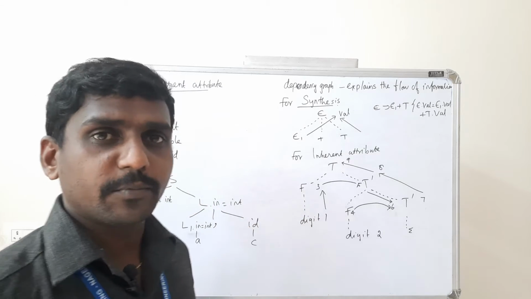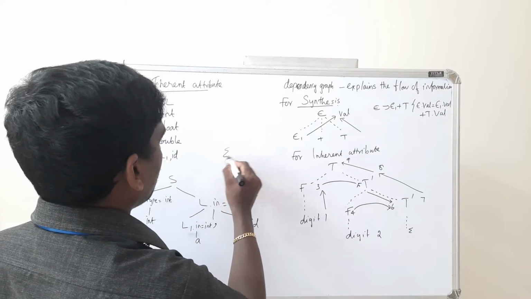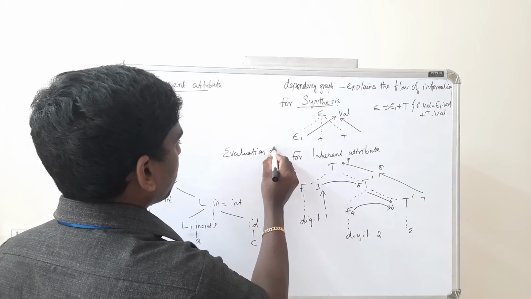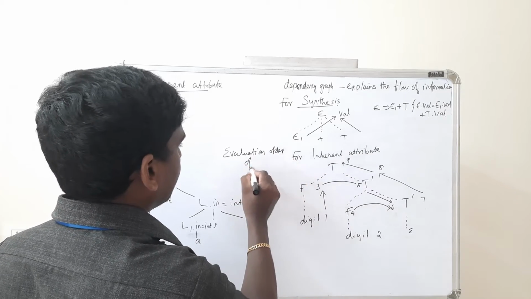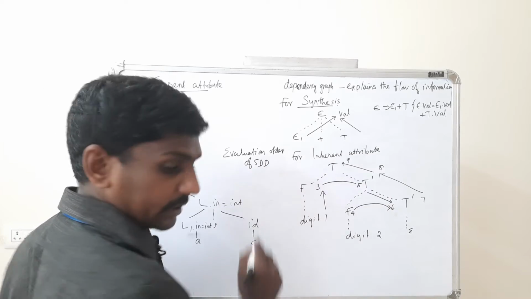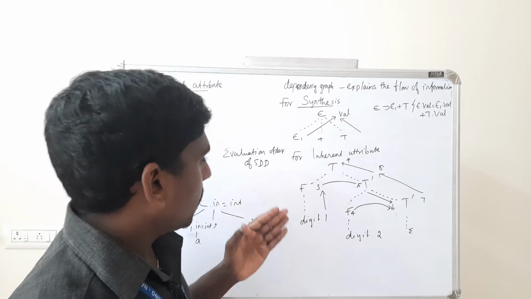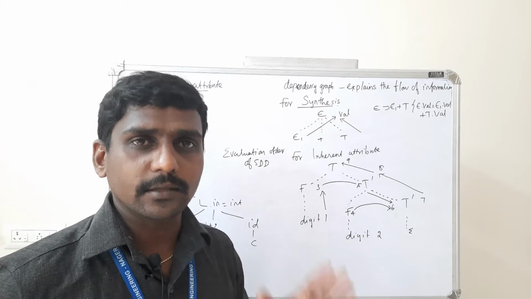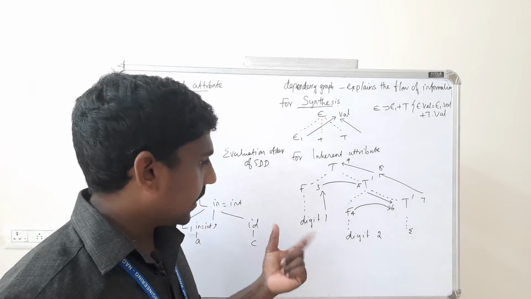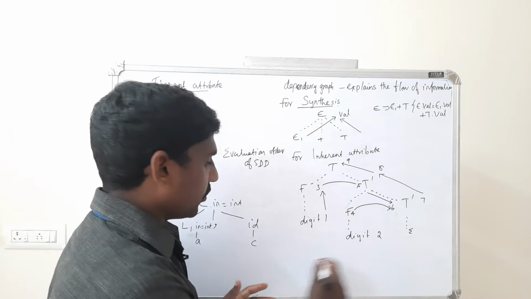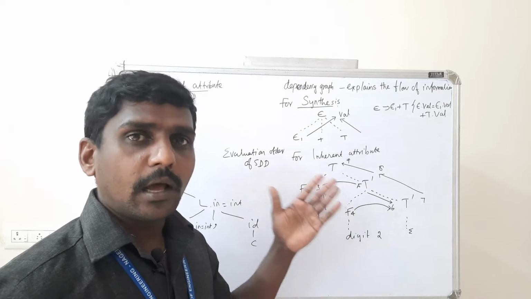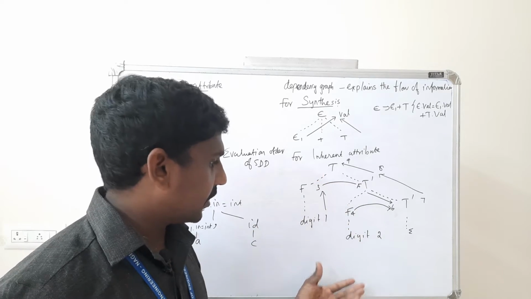So in this video class, I am going to teach you the evaluation order of SDD. What is the evaluation order? I told you this SDD is used to clearly say how the parse tree is going to give the answer. For example, if I give an expression, based on that evaluation order of the SDD, it gives the answer.